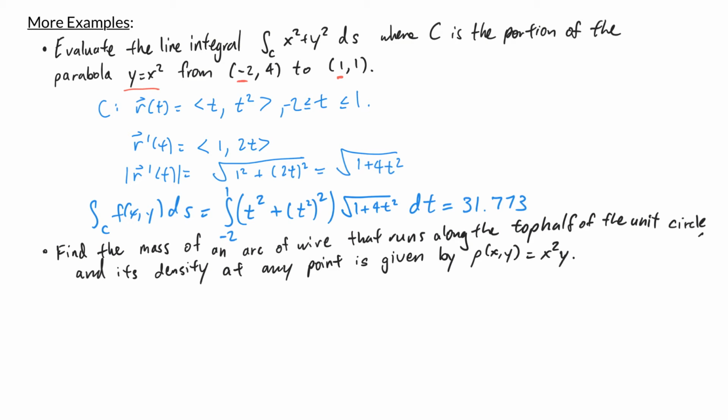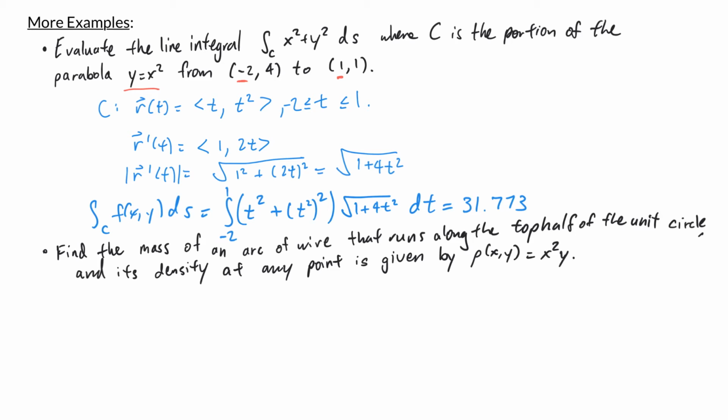We want to find the mass of an arc of wire that runs along the top half of the unit circle, and its density at any point is given by rho of x y equals x squared times y. If this wire had constant density, then what I can do to calculate its mass is take the density and multiply by its length. But since it has varying density, what I can do is approximate its mass by breaking up the wire into smaller pieces, and on each of those small pieces, assume that the density is constant. I can get the exact mass of the wire by taking the limit as those pieces get smaller and smaller.